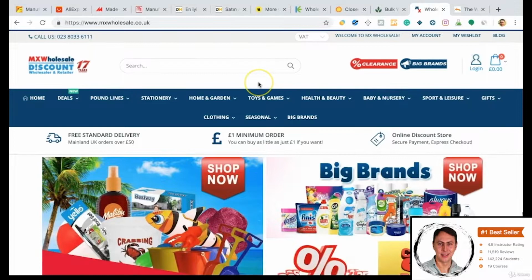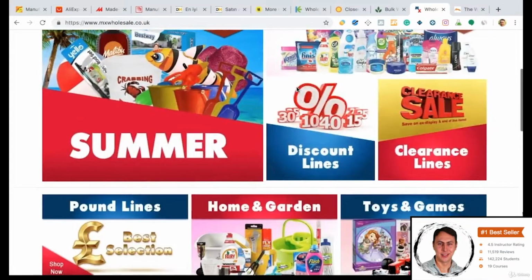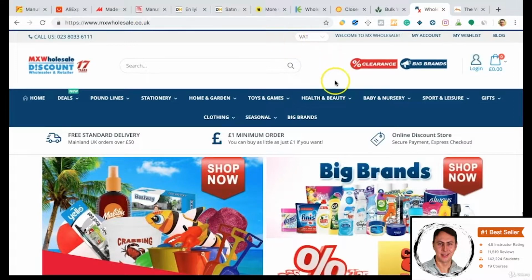mxwholesale.co.uk here again, a platform from the UK. If you are selling products in the UK, or if you are looking for a UK wholesaler, or have found a UK supplier, this is also a good platform if you want to sell in the European market. This is one of the best 2 to 3 platforms for European markets.